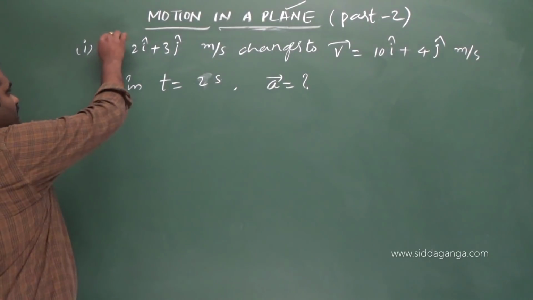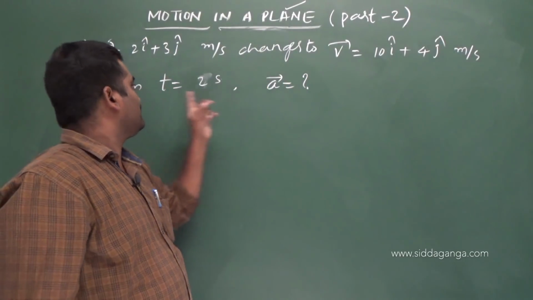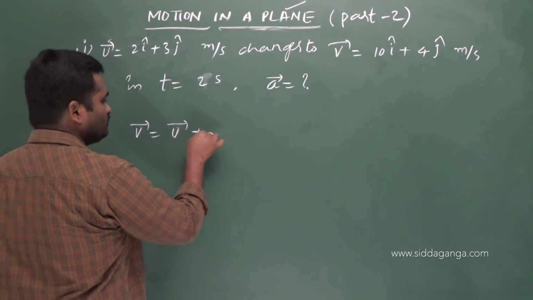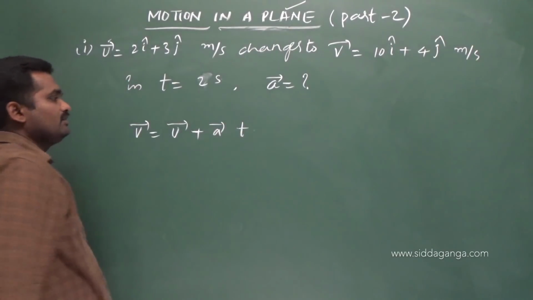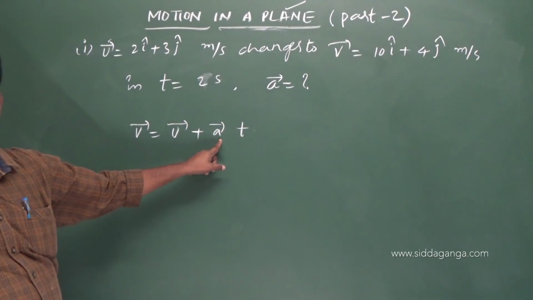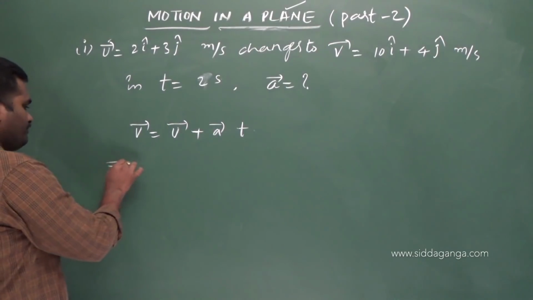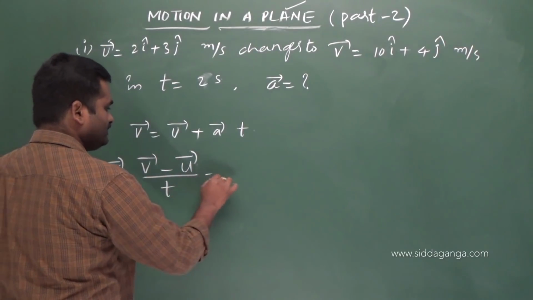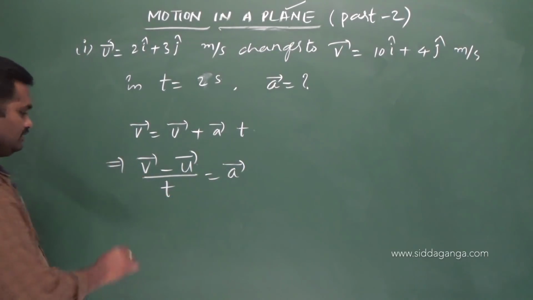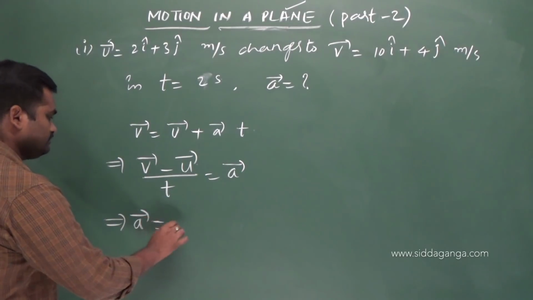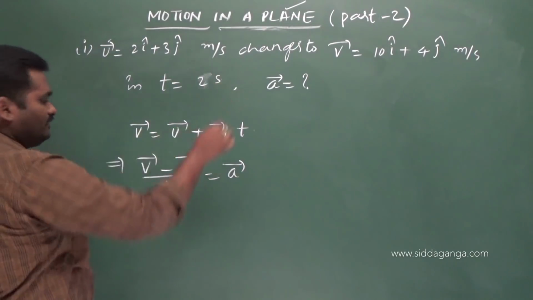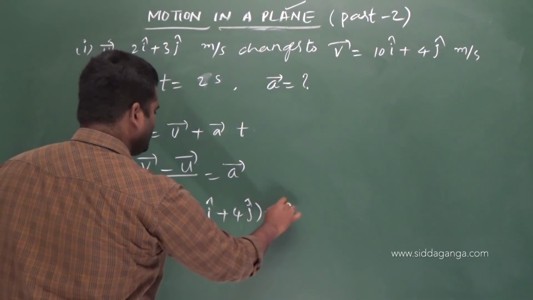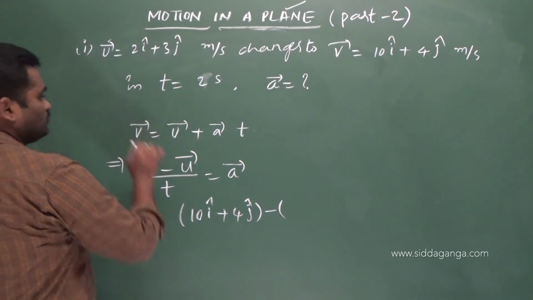You have once again initial velocity, final velocity, acceleration and time. The corresponding equation is v equals u plus at. So what do you have to solve for in this equation? Acceleration. So v bar minus u bar divided by t is nothing but a bar. Or else a bar equals, what is the value of v bar? V is 10i cap plus 4j cap minus u, which is 2i cap plus 3j cap.